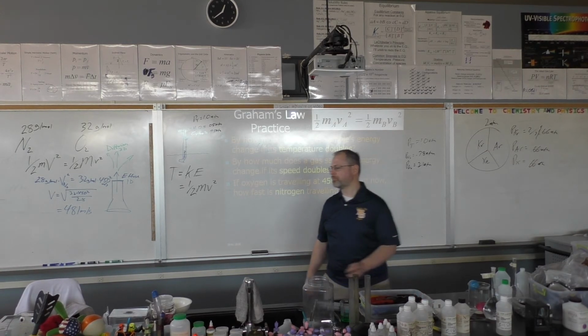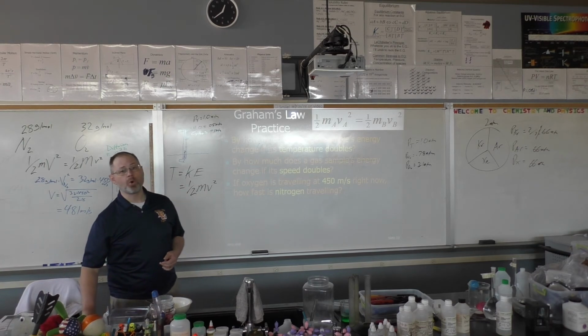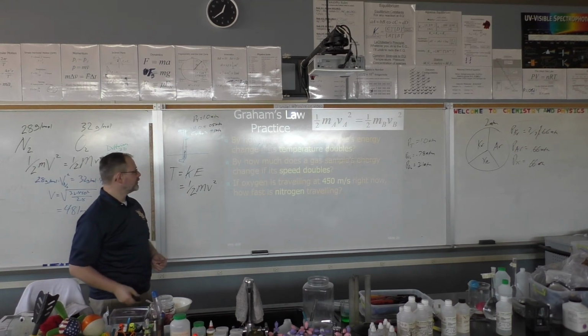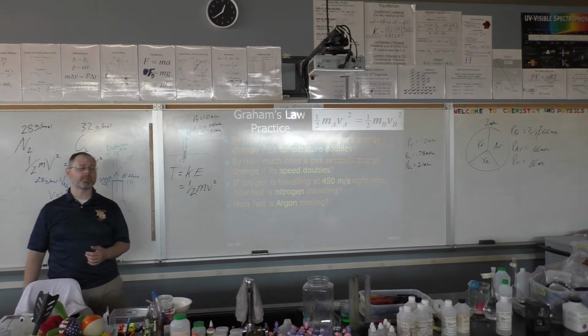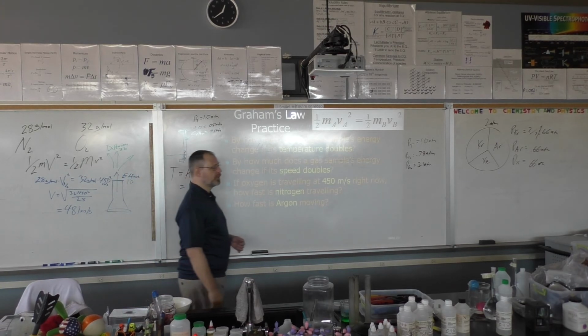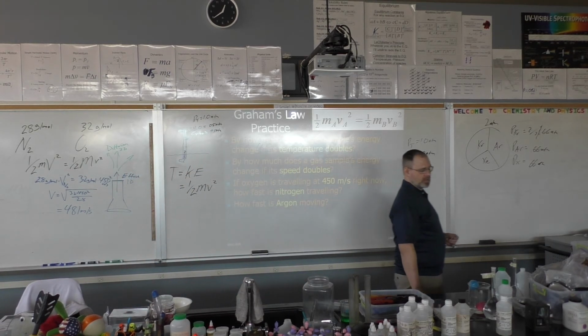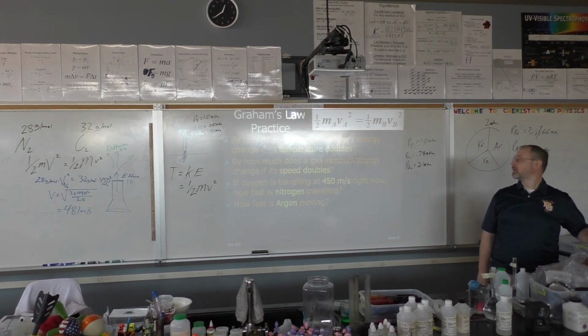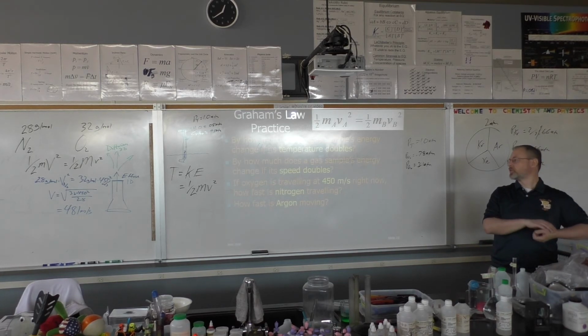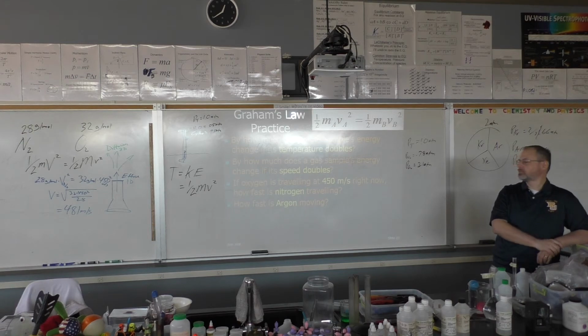So let's do one more. Now let's look at a gas that is more dense than oxygen. Let's look at argon. How fast is argon moving? Argon has a molar mass of 40 grams per mole. So do the same thing you did with the nitrogen, but now use a more massive argon. Compared to oxygen, which is still moving at 450 meters per second.